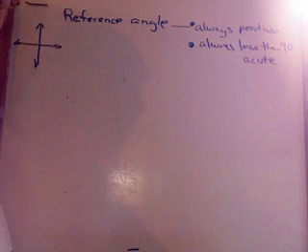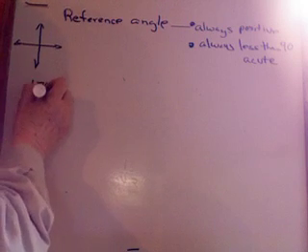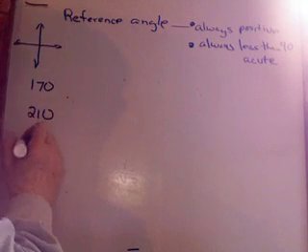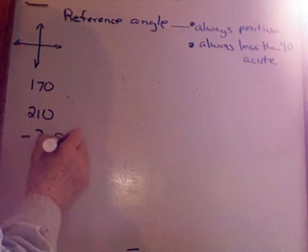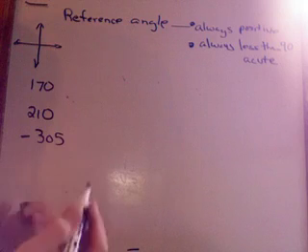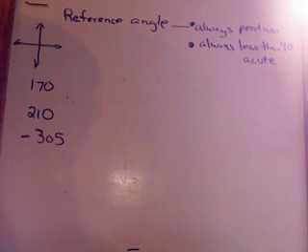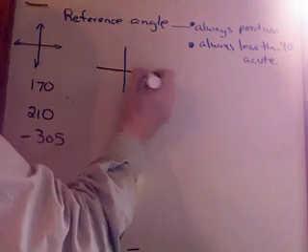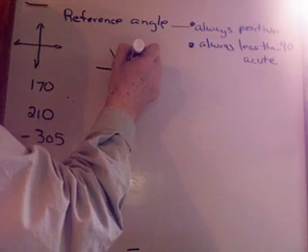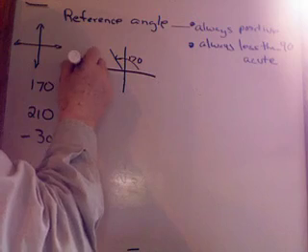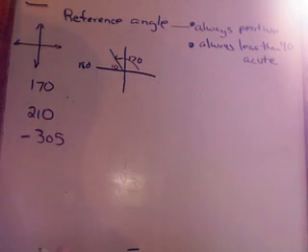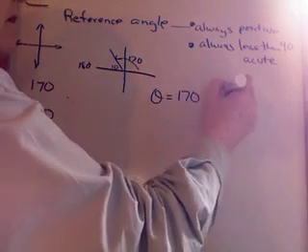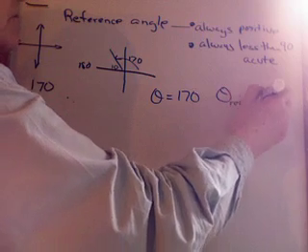So now, let me make a list of some angles. What about 170? What about 210? What about negative 305? What do we know about those angles? Do we know where they are? Well, first of all, 170, what quadrant is it in? It's in quadrant 2, so do a little sketch. All the way to here is 180, so what do you think the reference theta is? It's 10. So when theta equals 170, theta reference equals 10.